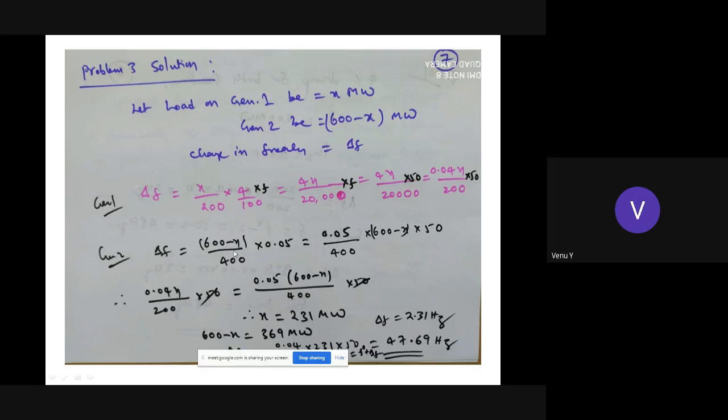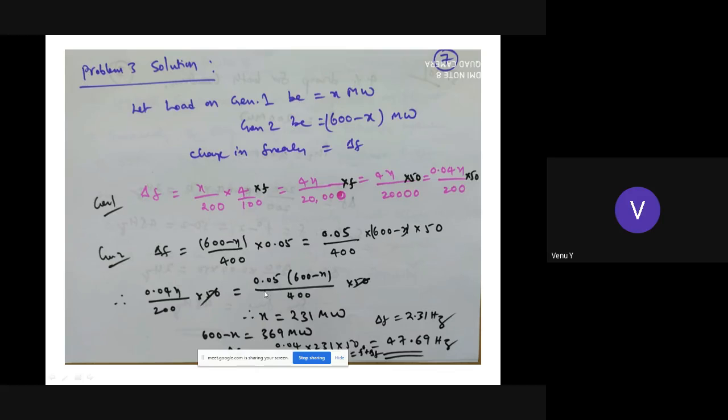Similarly, for generator 2, the load is 600 minus x, the rated value is 400. Therefore, 600 minus x by 400 into 5% droop, that is 0.05. So this is equal to 0.05 by 400 into 600 minus x into 50. That is the delta f. Both delta f are the same because both are connected in parallel.